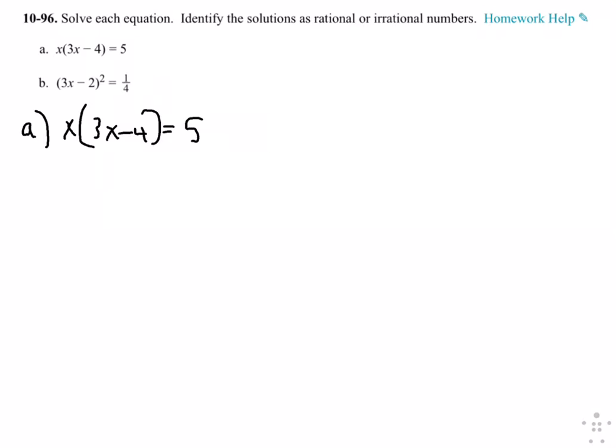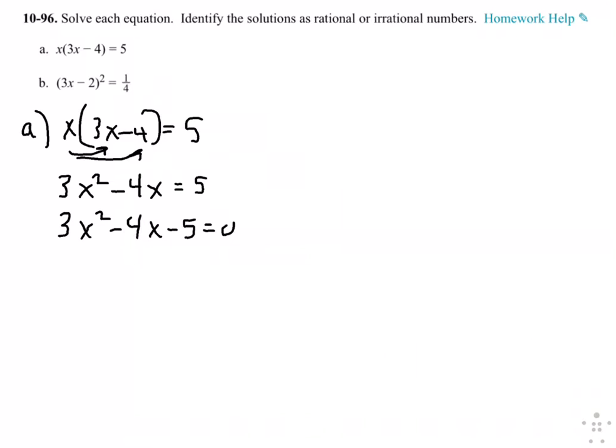So we're kind of forced to put this together, get the 5 to the other side, and then try to deconstruct it. So let's distribute, right? So we have 3x squared minus 4x equals 5. Now I'll bring the 5 over. 3x squared minus 4x minus 5 equals 0, right? Subtract 5 from both sides.